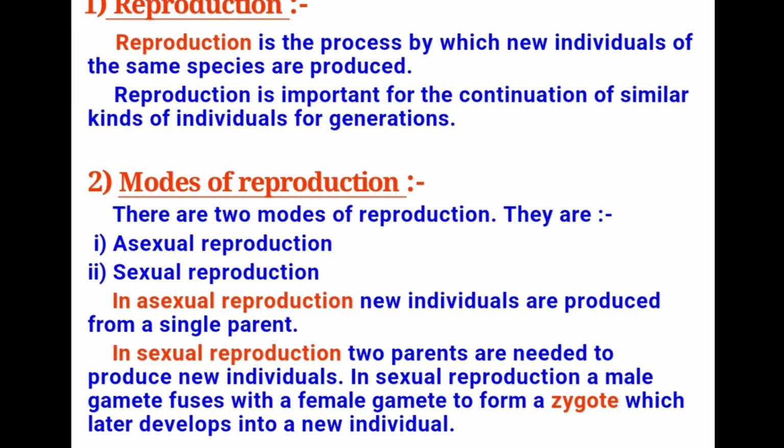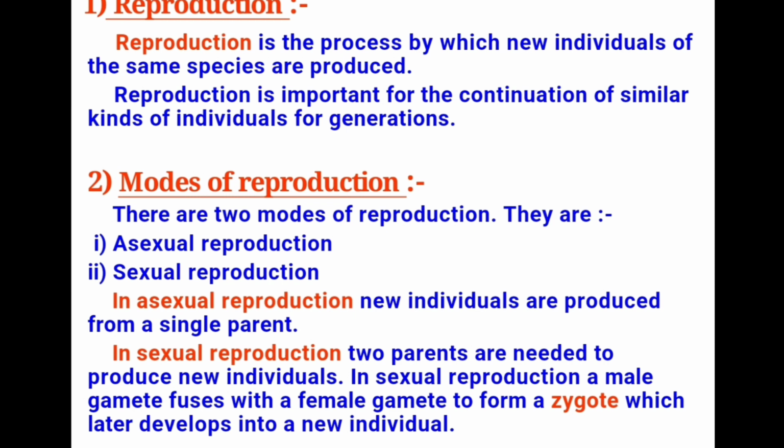Now let's come to the modes of reproduction. What are the various ways through which reproduction takes place? There are two modes of reproduction: asexual reproduction and sexual reproduction. In asexual reproduction, new individuals are produced from a single parent. It means in this process two parents are not involved, only a single parent is involved.